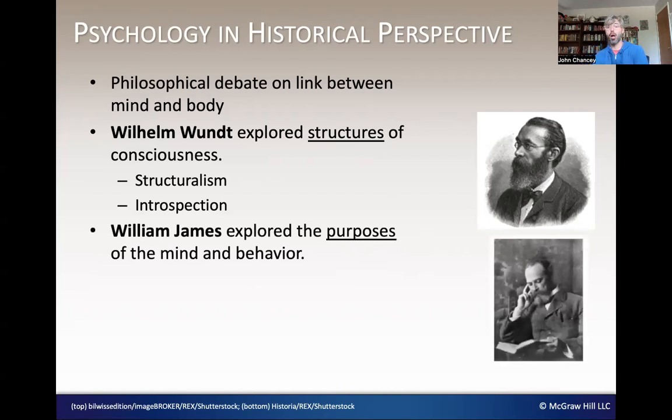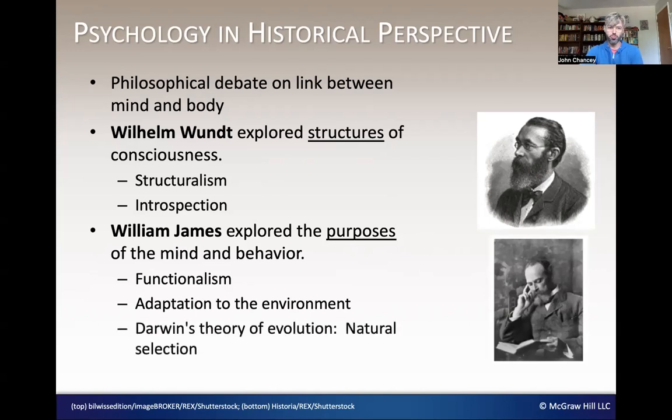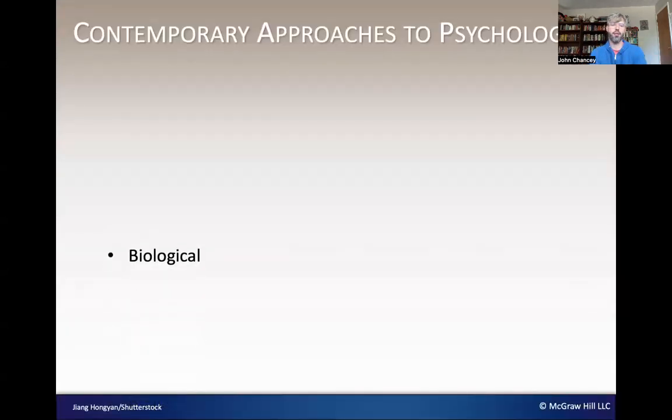William James is the first American psychologist, and he was one of the first to explore the purpose of the mind and also its role on behavior. He developed a school of thought called functionalism, the school of thought that led to the development of evolutionary psychology. So basically, what function do our mental processes and behaviors serve to allow us to adapt to our environment? There's very much an evolutionary component built around Darwin's theory of natural selection. We'll talk more about that, I think, in subsequent chapters.